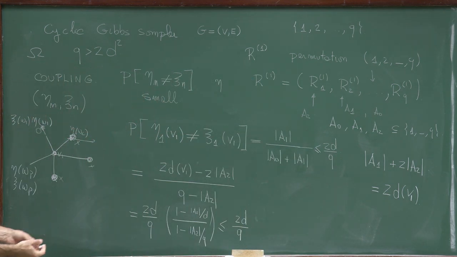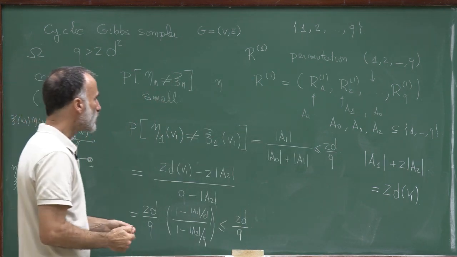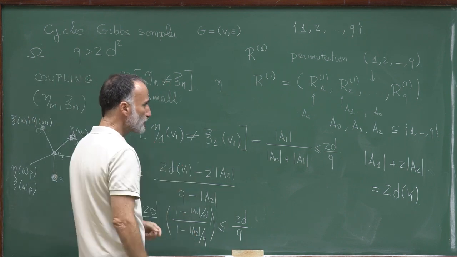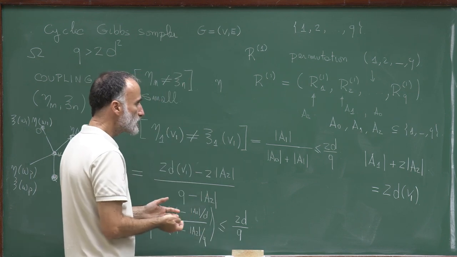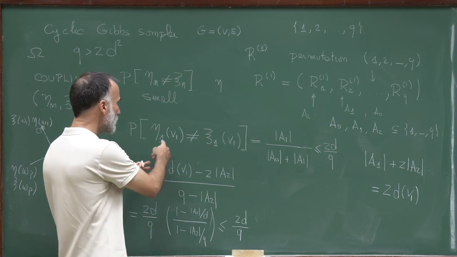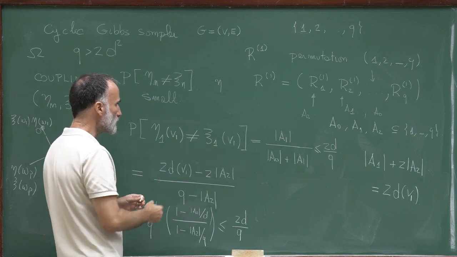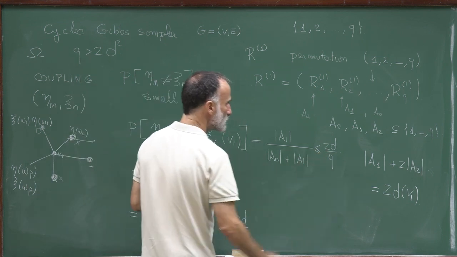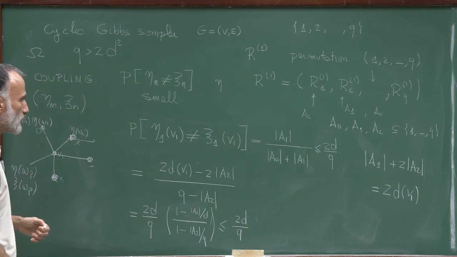So I defined a coupling. So I defined a way in which I update at the same time eta and xi. And in this way of updating, what I get is that these two configurations get a different color outside V1 with a probability which is bounded by 2D divided by Q.